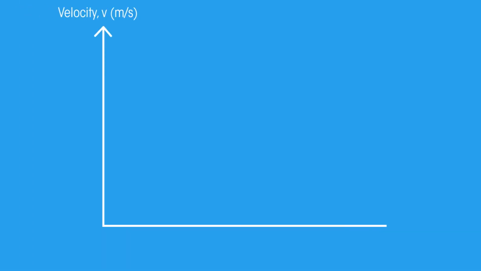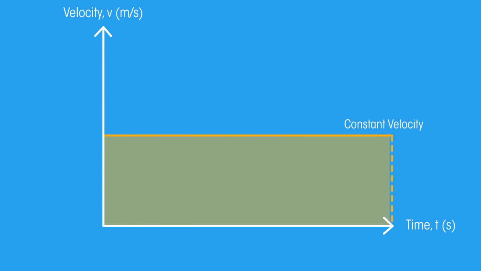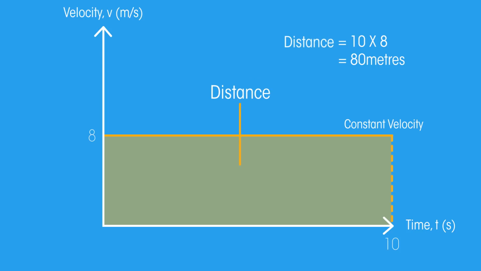Let's start by looking at a simple velocity time graph. To find the area underneath the line, multiply the value on the horizontal axis with the value on the vertical axis. We are multiplying together the velocity of the object and the time it has travelled for. Look at the unit, 80 meters. The area underneath the graph gives us the total distance that the object has travelled. So we have velocity, time, and distance.